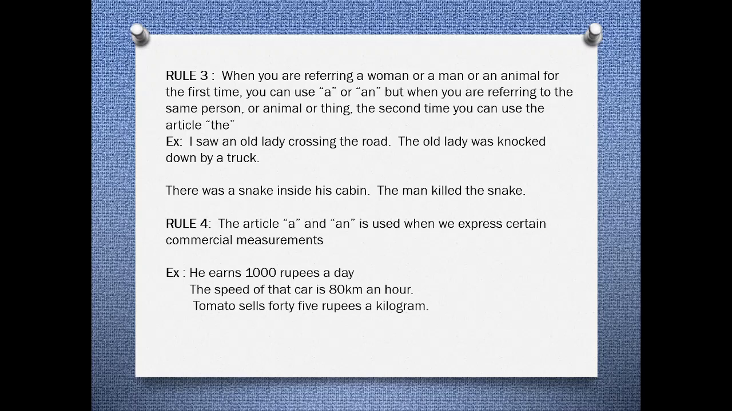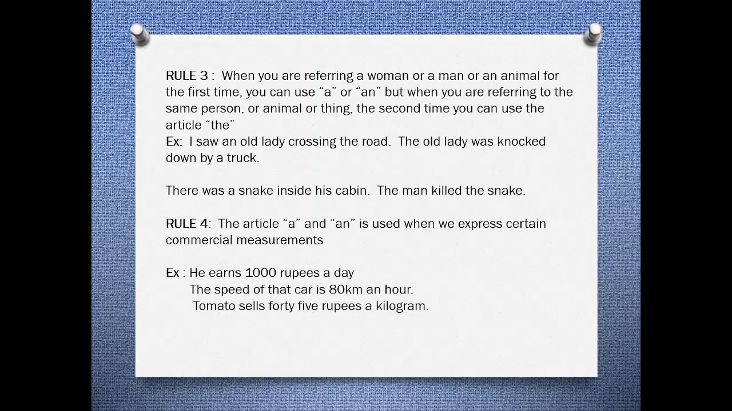See, if you look at this example, I saw an old lady crossing the road. The old lady was knocked down by a truck. So in the first sentence, I saw an old lady. I use the article an. In the second sentence, I am going to refer to the same old lady whom I referred to in the first sentence. So that's why it is an understood fact. When I say the old lady, it refers to the lady whom I have referred to in the first sentence. So the old lady was knocked down by a truck.